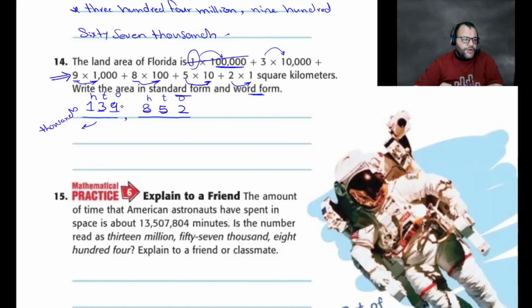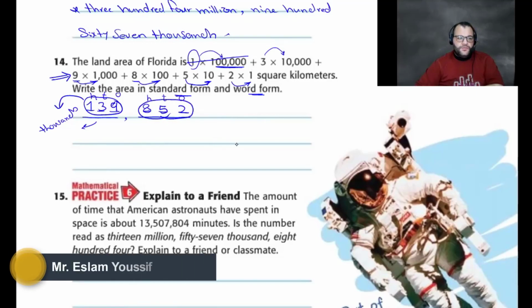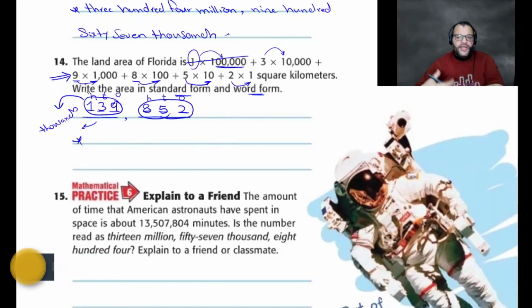Read this number only. Can you read this number? 139,000. Then write the name of the period. Just read the 3 digits, 139, then put the name of the period. After that, read the second period, which is 852.